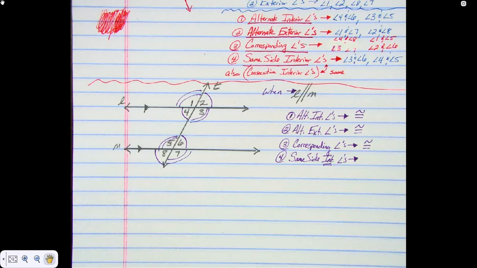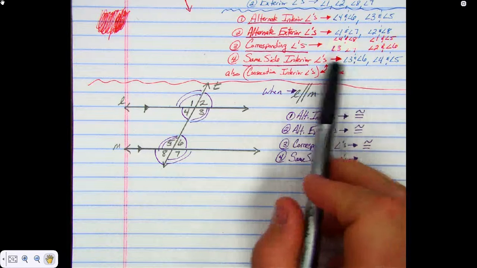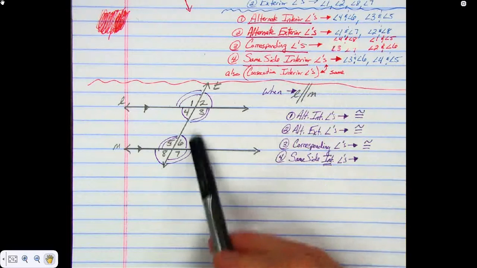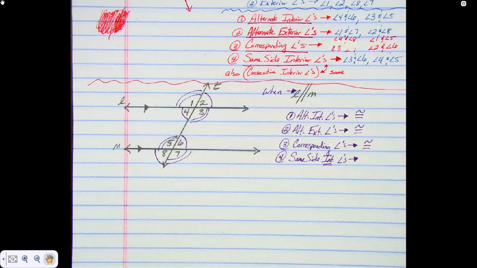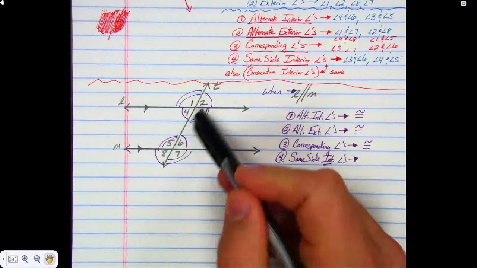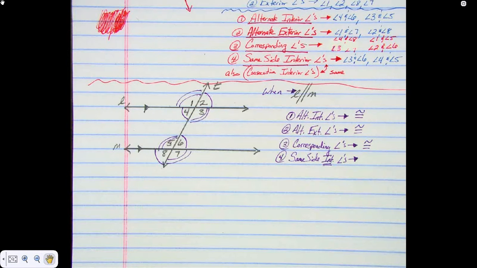Look up there. 4 and 5? Well, we already established that same side interior angles would be 4 and 5 and 3 and 6, right? Yeah. Do they look like they're necessarily congruent? No. I heard half no's and half yeses. No.